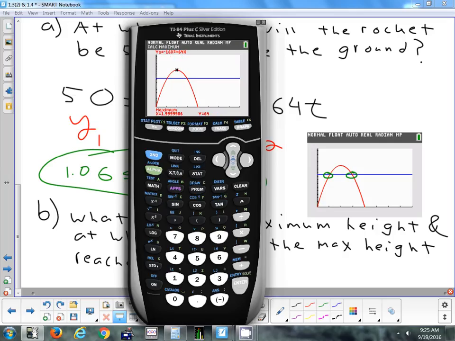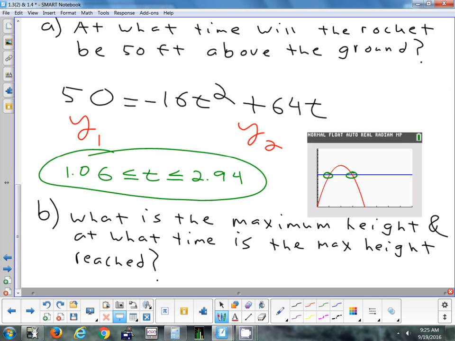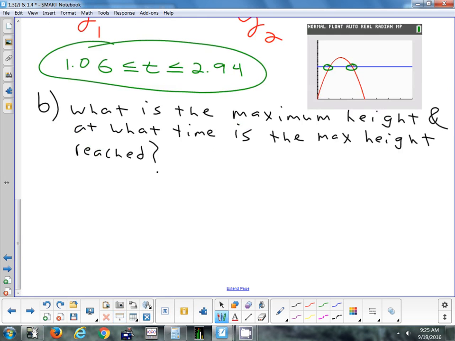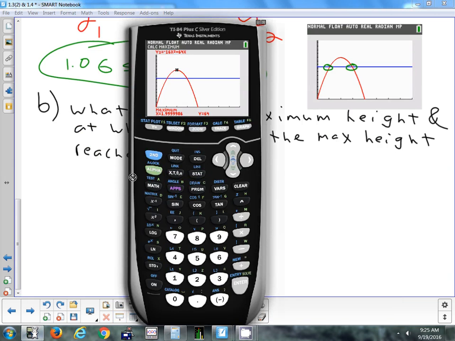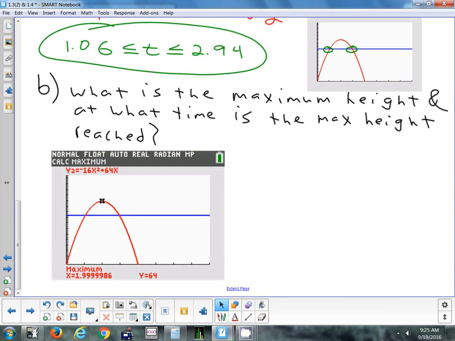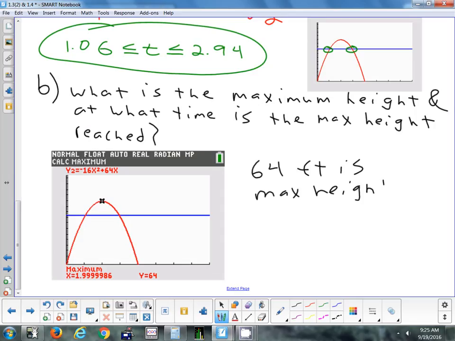But it says the maximum is at about how many seconds if we round that off? 2. Okay, if it says 1 point and a bunch of nines, it probably should just be 2. Okay, so what is the maximum height? And when does it occur? Let's just take, so 64 feet is the maximum height. Max height. And this occurs when? At 2 seconds.